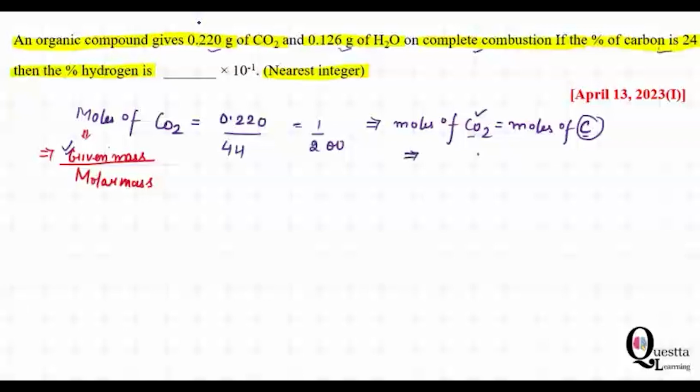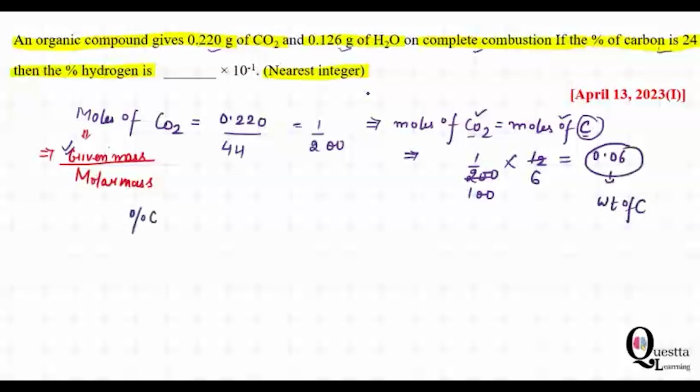So we have the moles. If we multiply by the molar mass of carbon, we will get the given mass, not of hydrogen, but of carbon. If you calculate this, you can cut the 2 and this is 6. So 6 upon 100 comes out to be 0.06. This is the weight of carbon we have calculated.